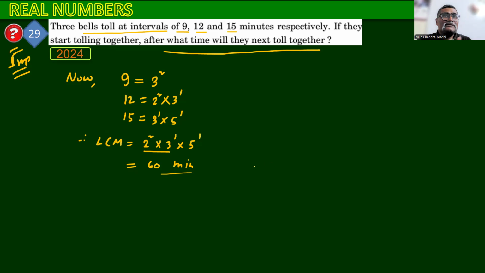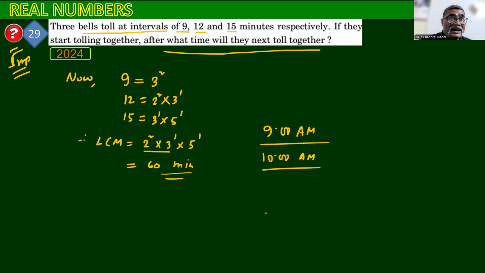Now you see what creativity we can do here. Instead of asking you after what time they will ring together, we can fix a time. Say at 9 a.m., all of them are ringing together. So at what time next will they ring together? You have seen 60 minutes, that means 1 hour. At 10 a.m. they will ring together. Very good.